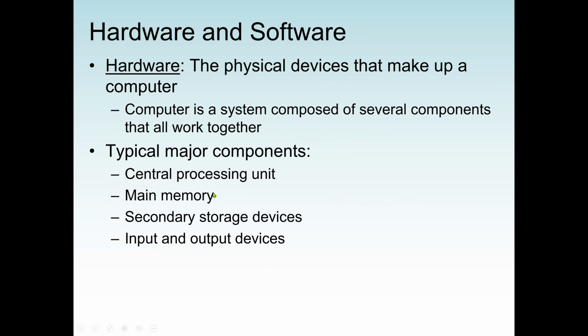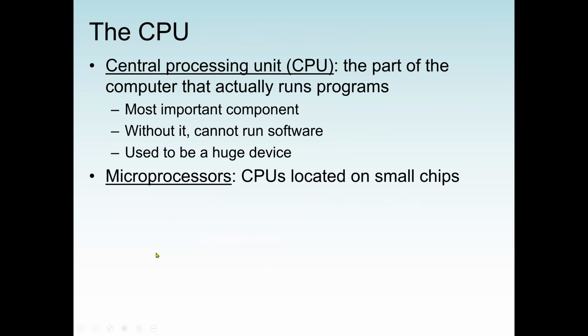So a computer system consists of major components, both hardware and software, and these are the major hardware components. We start with the CPU. Again, the CPU is the part of the computer that actually runs the programs. We can also say the CPU is the brain of the computer. It's the most important component, because without the CPU, we cannot run any software or program. It used to be a very huge device, but due to microprocessor technology, CPUs are very small now. The CPU is located in a very small chip.